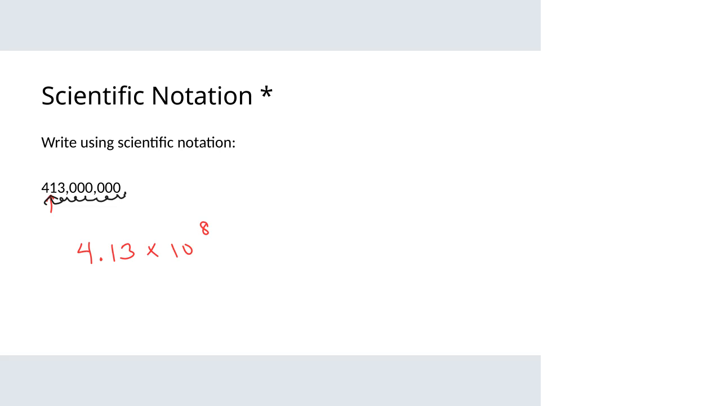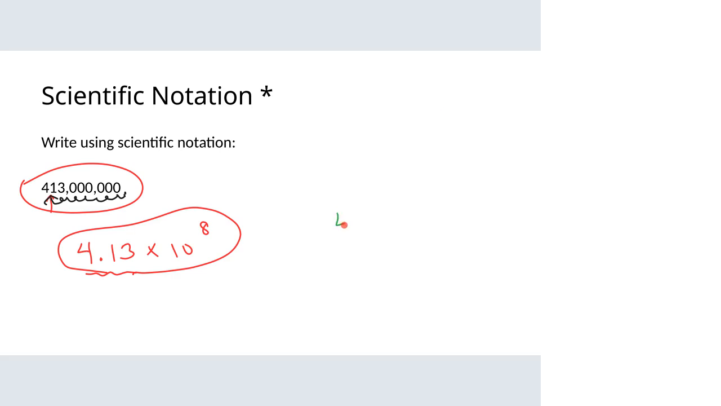And then the only thing to decide is whether this is a positive 8 or a negative 8. 4.13 would have to get bigger to become 413 million. So we want a positive exponent. So we're good right here at 4.13 times 10 to the 8th. While it's true that 413 times 10 to the 6th would have this value, it's not in scientific notation because scientific notation always puts the decimal after the first non-zero number.